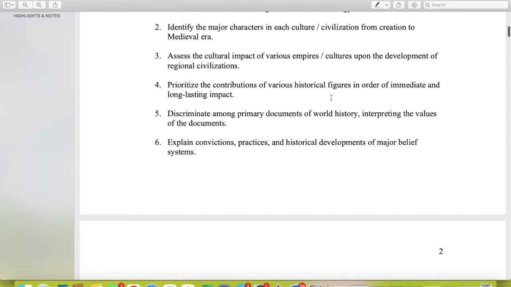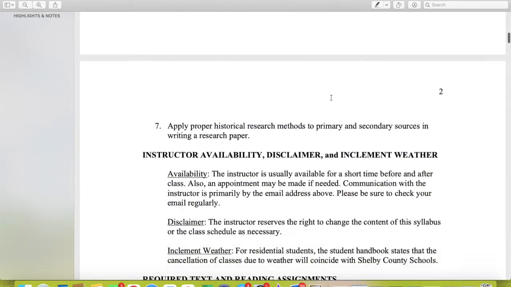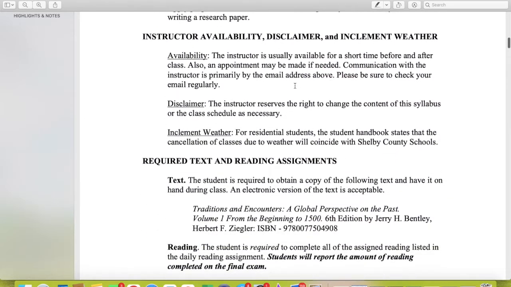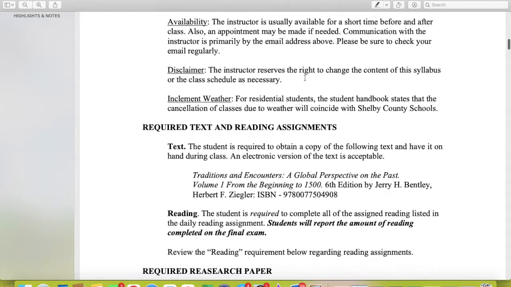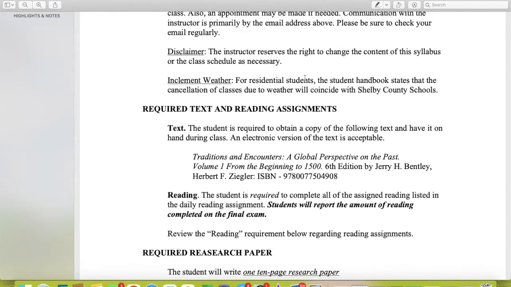There's the course objectives. You can read those on your own. Availability, again, is through email mainly. If you have an emergency, you can shoot me a text. I get my texts all the time. I have my phone on me all the time, especially since I'm a maintenance supervisor here at the school. I have to have communication with everybody. So just shoot me a text if you have an emergency. Otherwise, shoot me an email. I check that regularly, and I'll get back to you with an answer to your question.